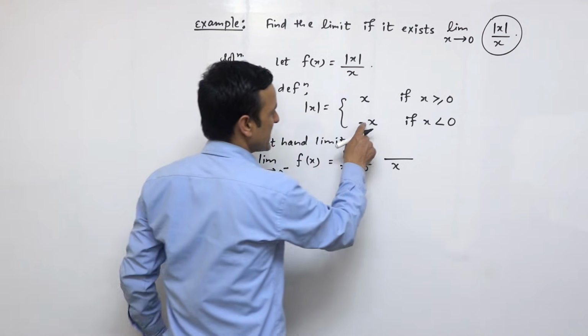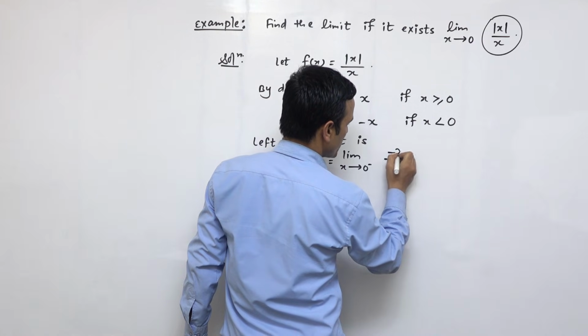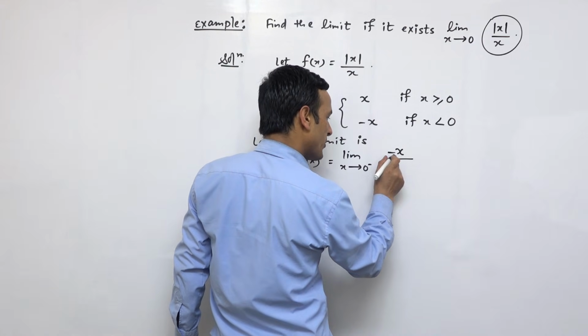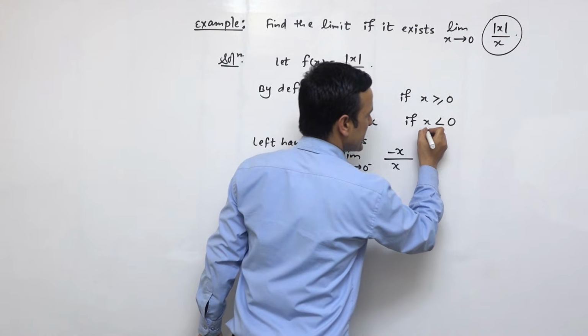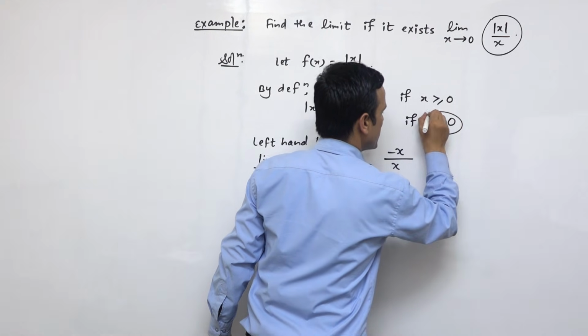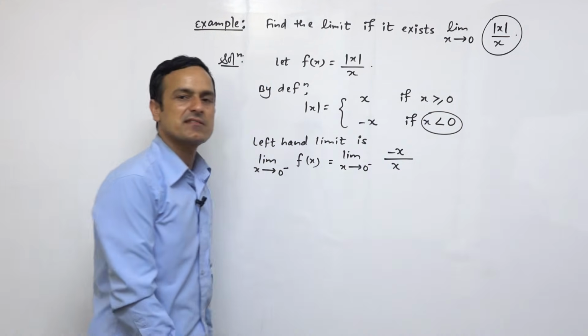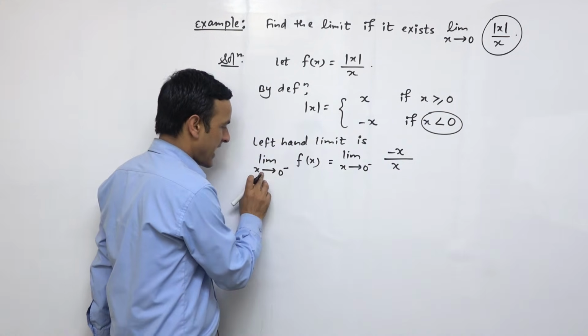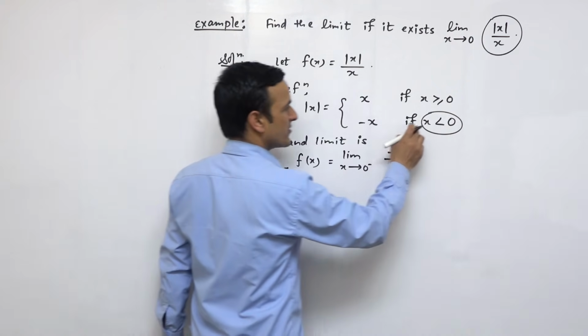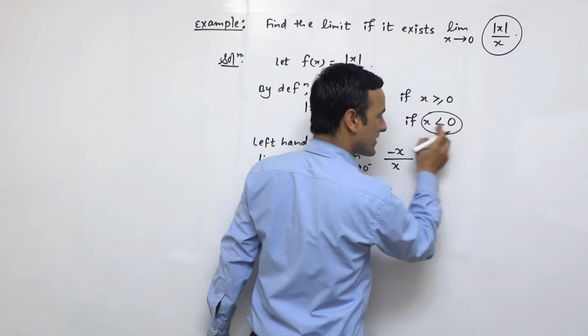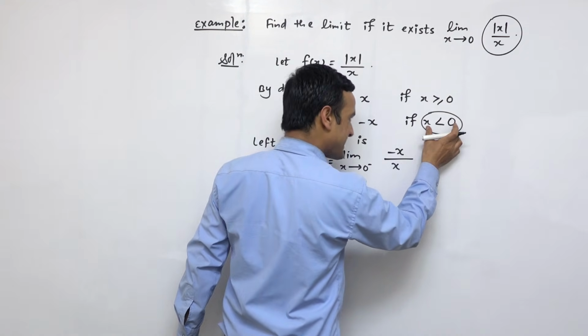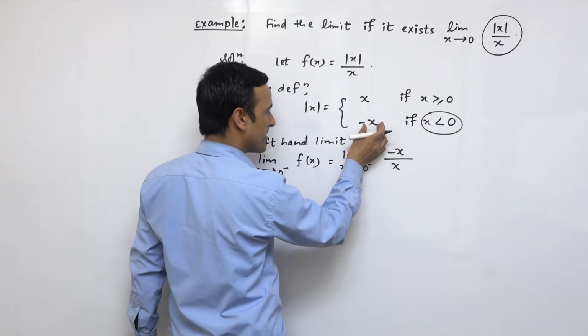So in this case we have to choose this one, minus x, because 0 minus is this condition, x is less than 0. x tends to 0 minus means the value of x is smaller than 0, and for this case we have to choose this function.